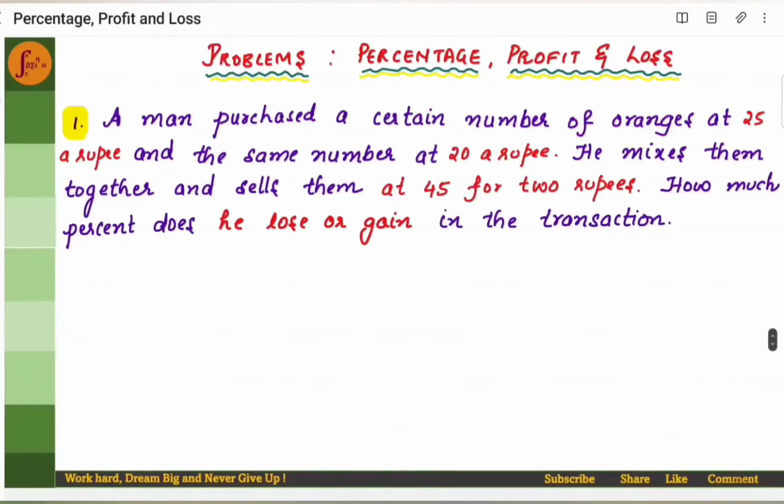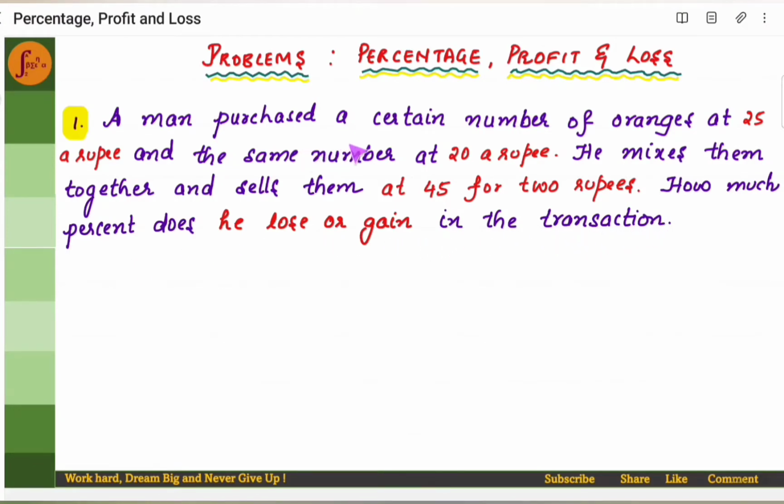The first one is: a man purchased a certain number of oranges at 25 a rupee and the same number at 20 a rupee. He mixes them together and sells them at 45 for 2 rupees. How much percent does he lose or gain in the transaction?